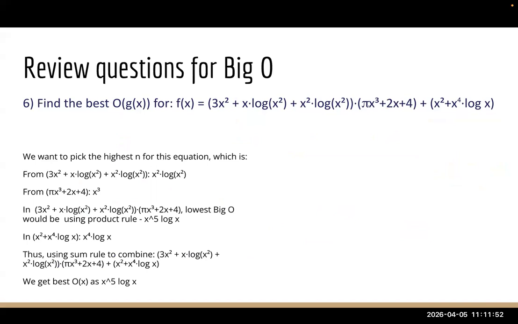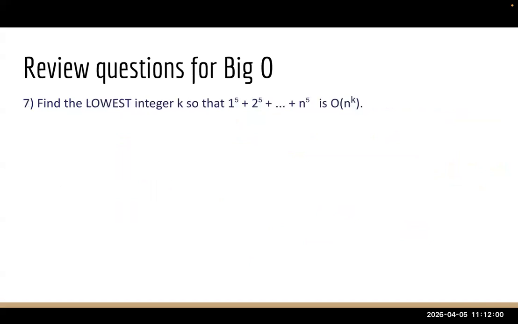Now, let's say it worked out in formal language. So we pick the highest n for this equation. We did the exact same thing as we discussed. Now, let's find the lowest integer k so that n to the power 5 is O of n to the power k. Now, our highest element is n to the power 5. Now, this element has been repeated, let's say, n times. So the total number of integers would be n multiplied by n to the power 5, right?